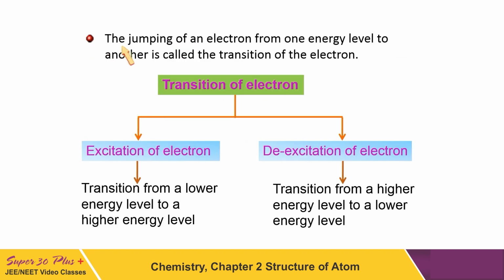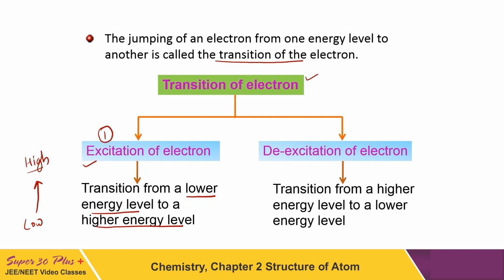Now he says the jumping of an electron from one energy level to another energy level is called transition. The transition of an electron is of two types. Number one is excitation. Excitation is from a lower energy level to a higher energy level. If an electron goes from low energy to high energy, it is called excitation. This transition is excitation.